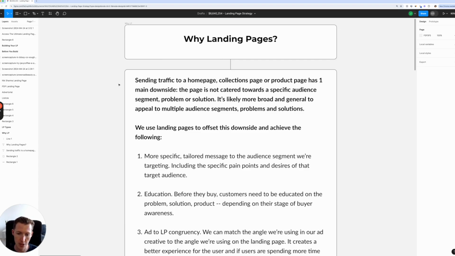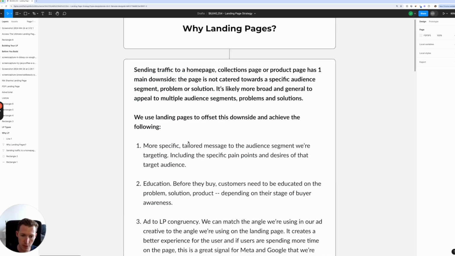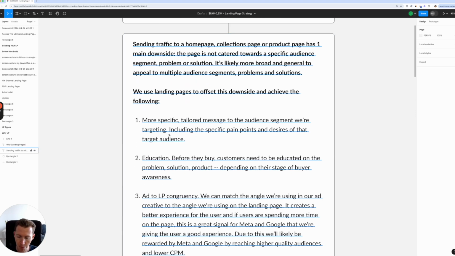So we use landing pages to offset this downside and achieve the following 3 things, okay? The first thing is that we can be more specific and more tailored in our message to the audience segment that we're targeting. We're including the specific pain points and desires of that target audience. It's as if this page was built for them.